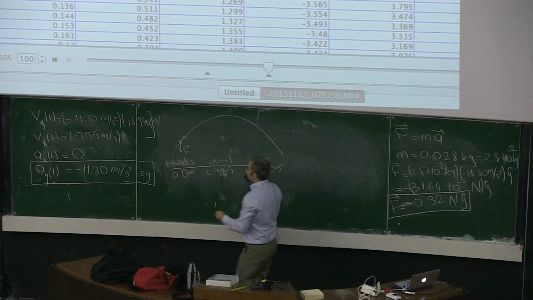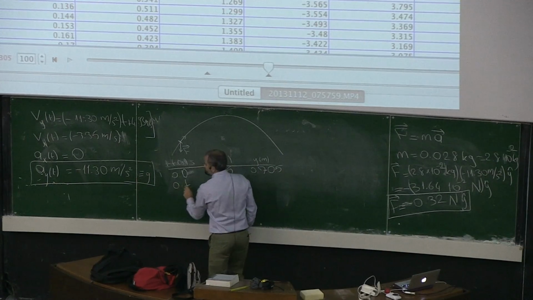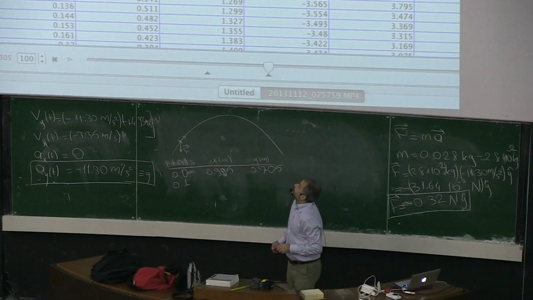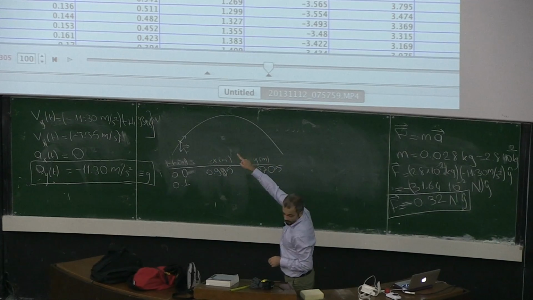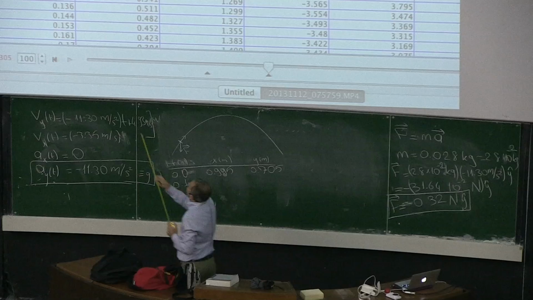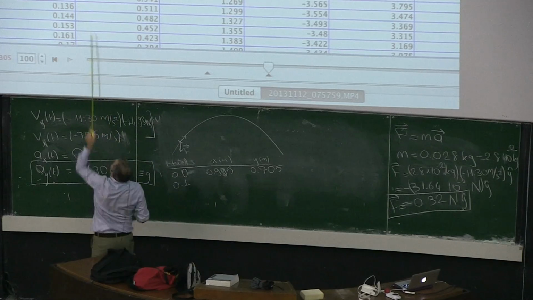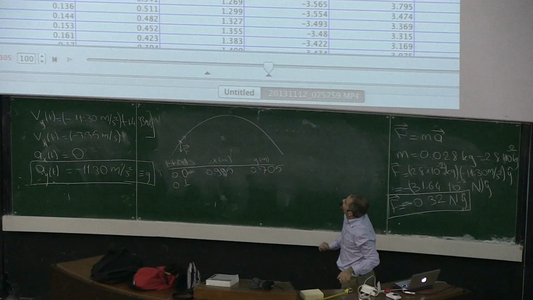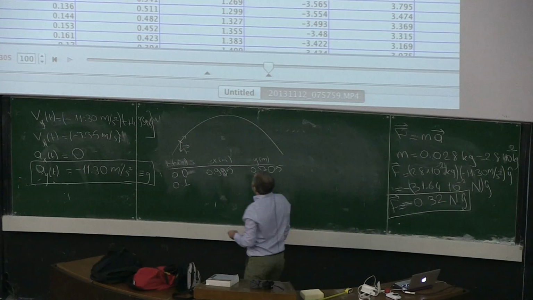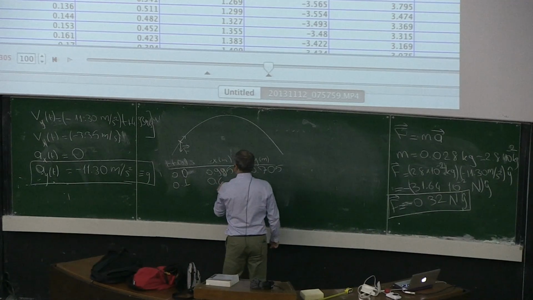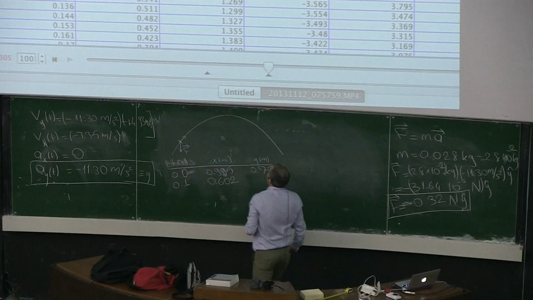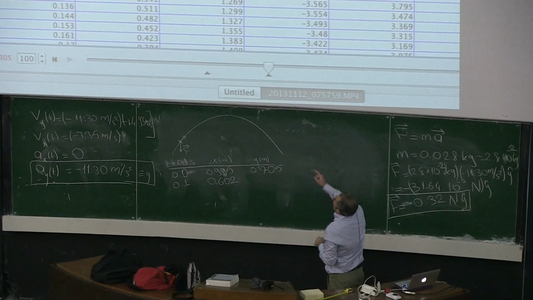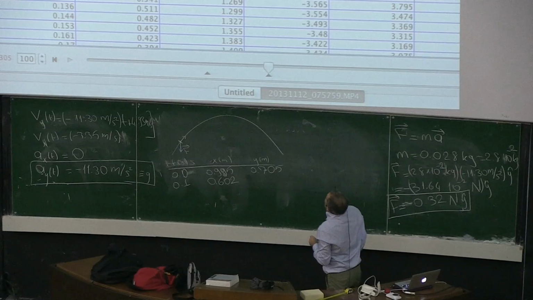At t equal to 0.1 seconds, the ball is somewhere over here. The x coordinate is 0.602 and the y coordinate is 1.205.